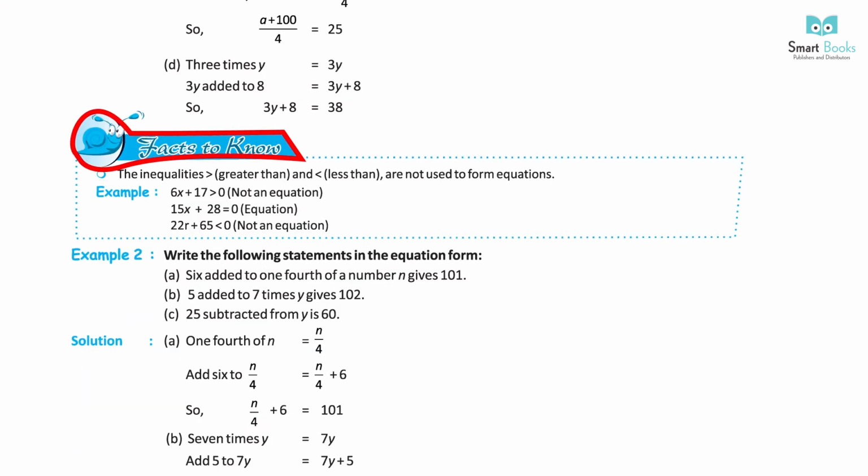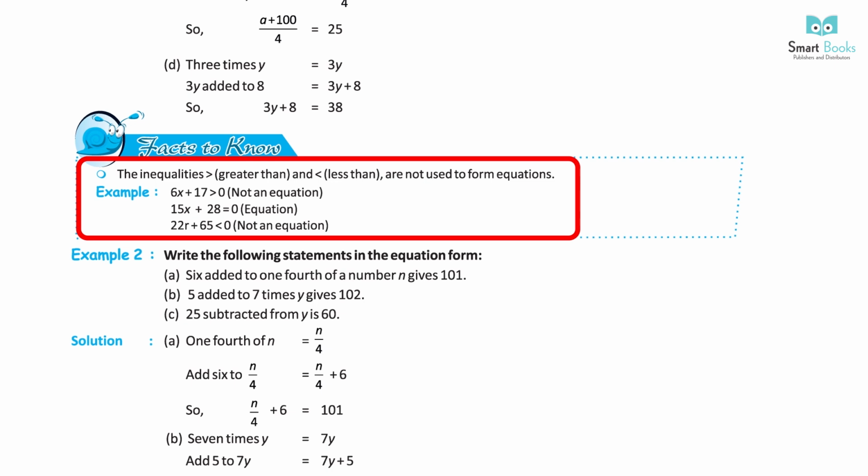Facts to know. The inequalities greater than and less than are not used to form equations. Example: 4x plus 17 is greater than 0, not an equation. 15x plus 28 is equal to 0, equation. 22r plus 65 is less than 0, not an equation.